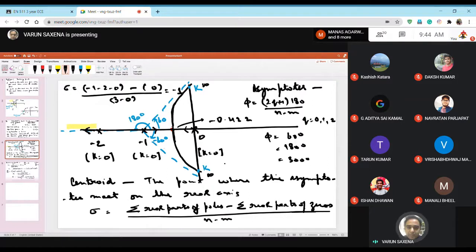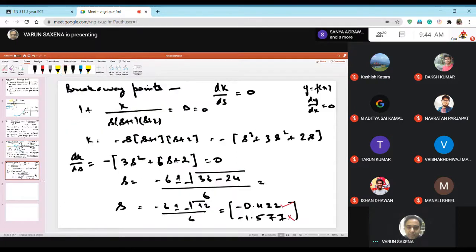Can anybody tell me what would be the value of k at the breakaway point? What is the value of k? All you need to do is put s equal to that value in this equation, and you will get the value of k. So if anybody can tell me what is the value of k.